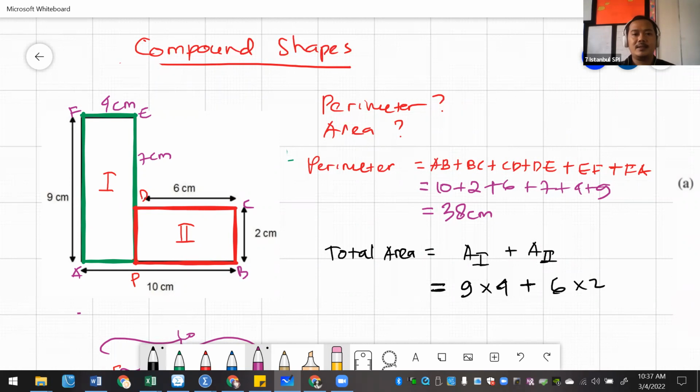So this is the length, which is 6. We have this one, right? And then this is the width, right? That is for the second shape. Okay. So again, guys, actually it's quite easy. It's not that hard, right?